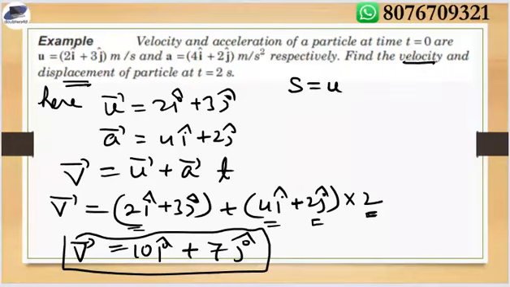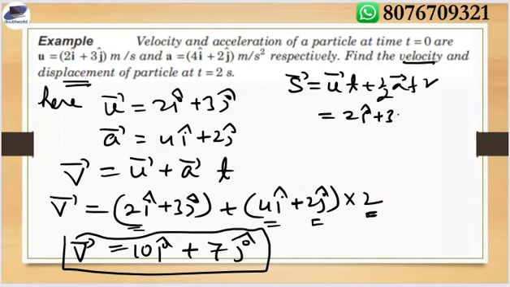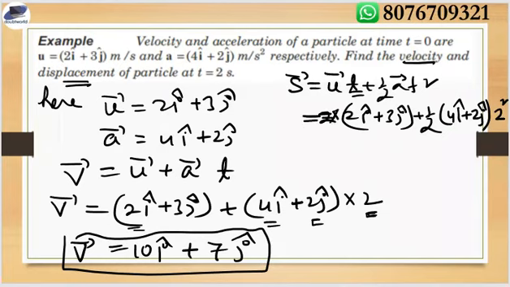Displacement is what? ut plus half at square, all vectors. So u vector is 2i cap plus 3j cap, plus half, acceleration is 4i cap plus 2j cap, into 2 square. And here also into 2, ut, t. So time also should be there, that is 2. So that is s vector equal to 2 2s are 4i cap plus 6j cap.